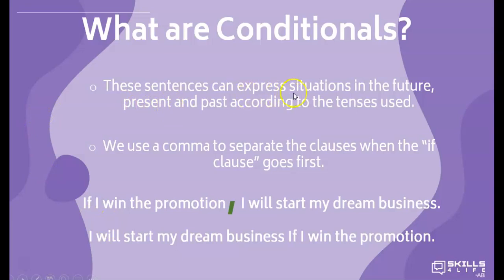These sentences can express situations in the future, present, and past according to the tenses used. We use a comma to separate the clauses when the if clause goes first. For example, if I win the promotion, comma, I will start my dream business. I will start my dream business if I win the promotion. Remember, if you start the sentence with the if clause, you have to add a comma to divide both clauses.